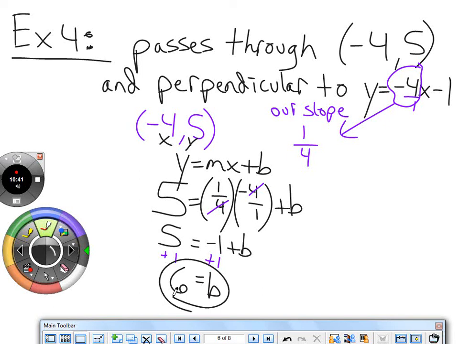So I'm going to write my equation now that I know my slope and my b. So I write y equals 1/4 x, and then plus the 6. Okay?